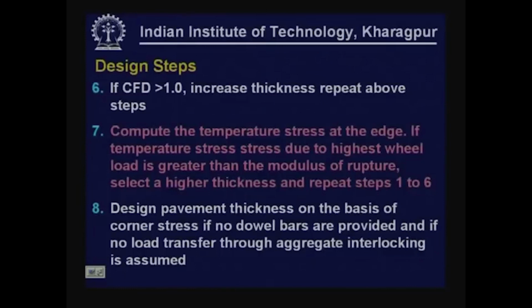Then compute the temperature stress at the edge region. If the temperature stress due to the highest wheel load is greater than the modulus of rupture, select higher thickness and repeat steps 1 to 6. Design pavement thickness on the basis of corner stress if no dowel bars are provided and if no load transfer through aggregate interlocking is assumed.